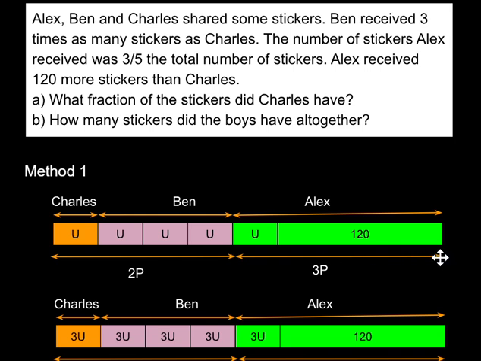And we know that this whole part is 3/5 of the total. So if this is 3/5, this has to be 2/5. So for the total, I represent it as 3P and 2P. I cannot use U and U because they are different units. When you see a question like that, it is always the same thing that you need to do. Somehow you need to split this part such that it is equal to 3.